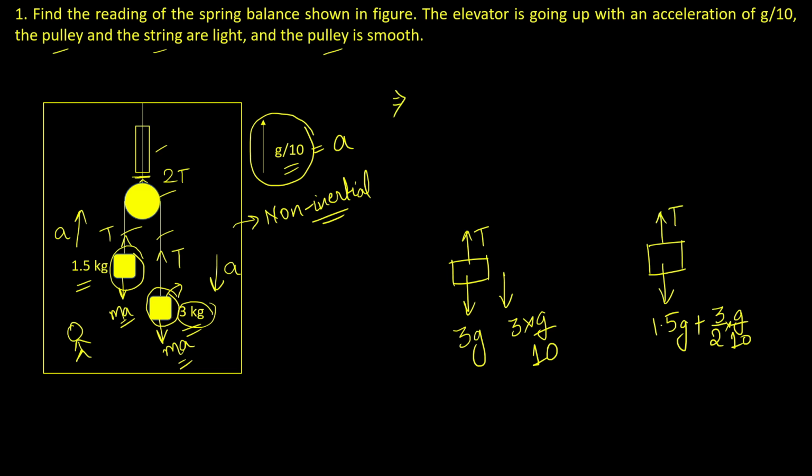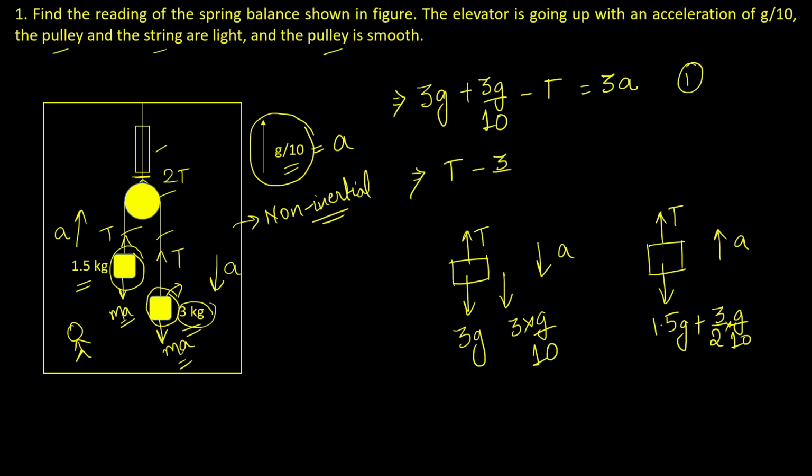Now writing for 3 kg mass, it is moving downward with acceleration a and it is moving upward with acceleration a. So writing the Newton's second law of motion, it will be 3g plus 3g upon 10 minus tension T, that is equal to mass, that is 3 kg multiplied by a, that is the acceleration. This is the first equation, and second equation will be for this 1.5 kg mass, and that will be in the upward direction T minus 3 by 2 g minus 3 by 2 multiplied by g upon 10, that will be equal to 3 by 2 multiplied by a. That is the equation number 2, and this was the equation number 1.